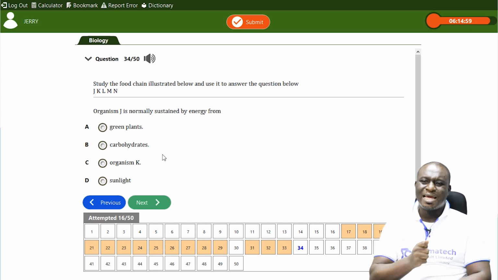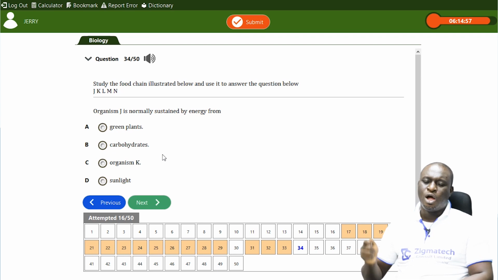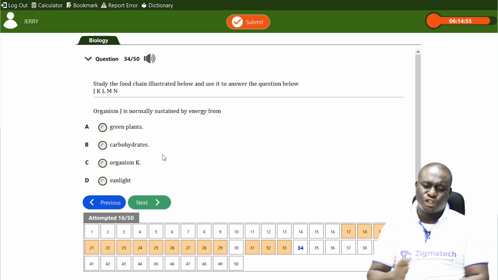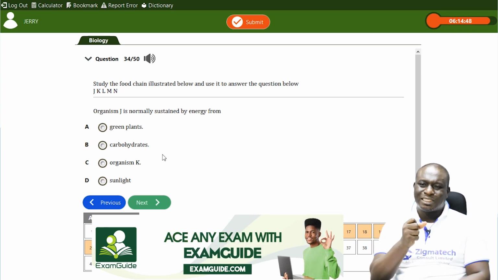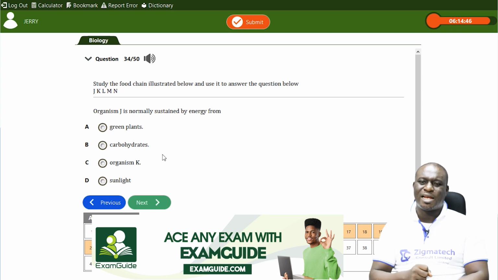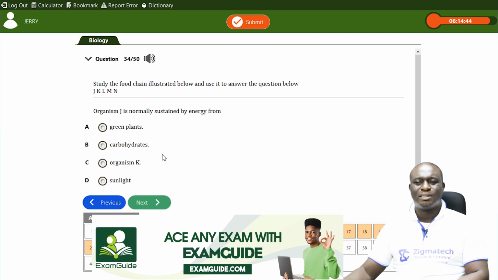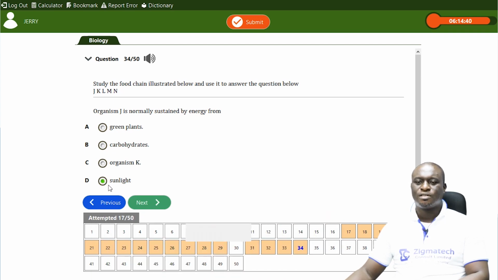So option A is not the correct answer. Option B, carbohydrate, is not the correct answer. Option C, organism K, is not the correct answer. Where they obtain energy, their source of energy, is option D, and that is sunlight. Option D, sunlight.